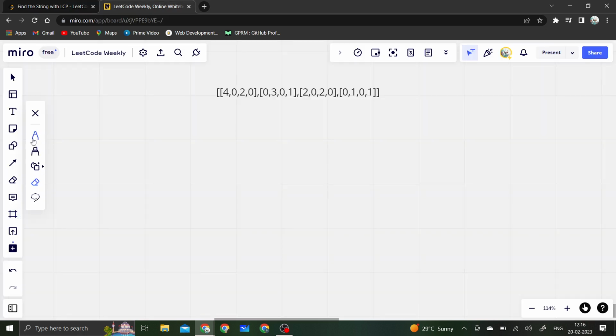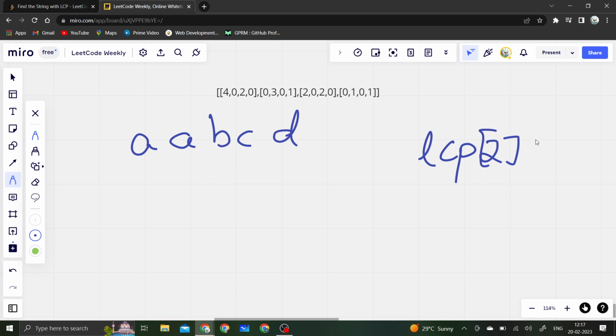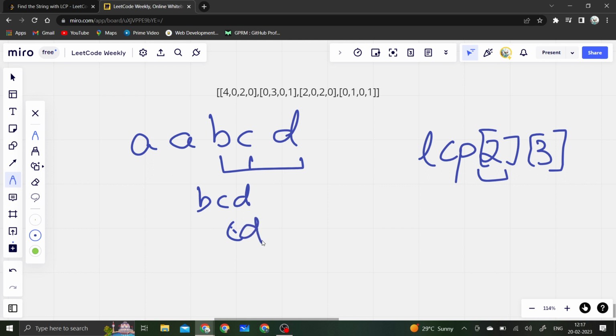So let's say we were given a string as A, B, C, and D. This was a string that was given to us, and we have a matrix LCP. So let's say we have LCP[2][3]. So 2 represents that you take from the second index to the last of the string, that is BCD you take, and 3 represents that from the third index you start and you take this. So these are two substrings of this particular string. So the longest common prefix, right? In this case, we don't have any prefix which is common, so it is 0.